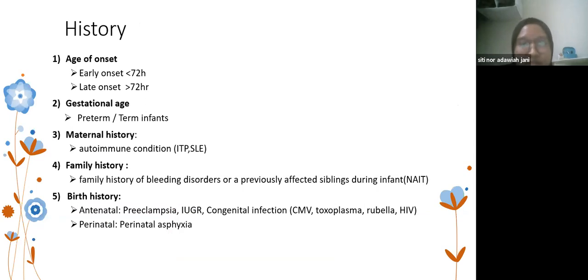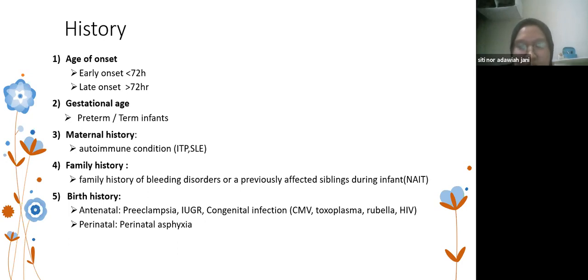Okay, based on the clinical presentation before, since the diagnostic evaluation could be very extensive, it is important to obtain this relevant information. The key factors that need to be considered are the onset of the thrombocytopenia, whether it is early onset, which is defined as less than 72 hours of age, or late onset, which is more than 72 hours of age, or whether the baby is a preterm baby or term infant.